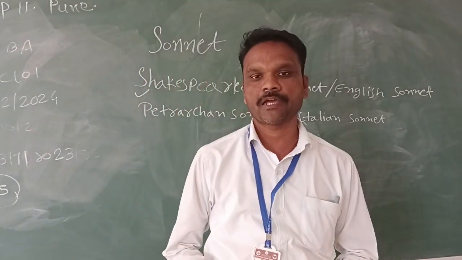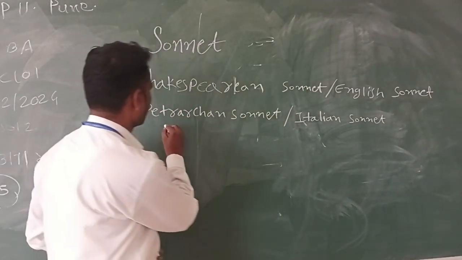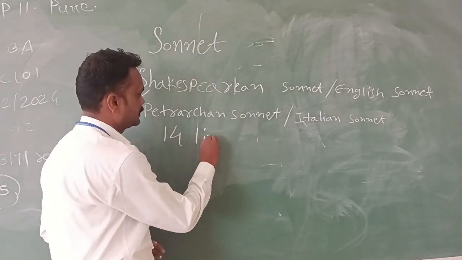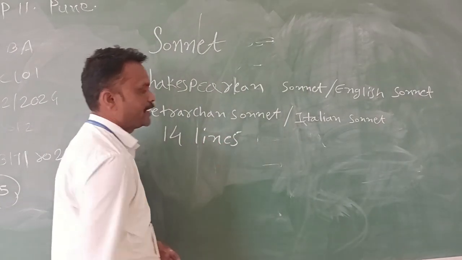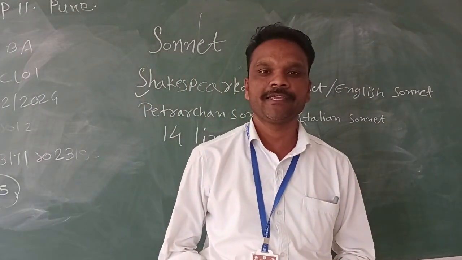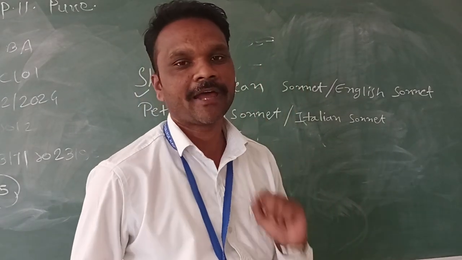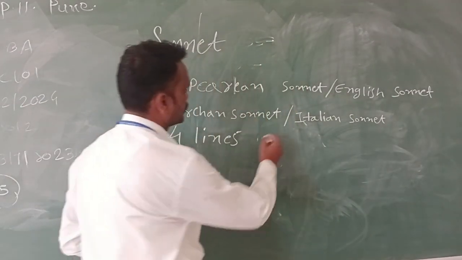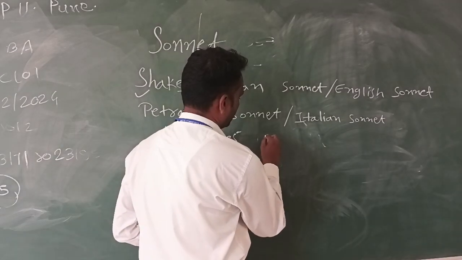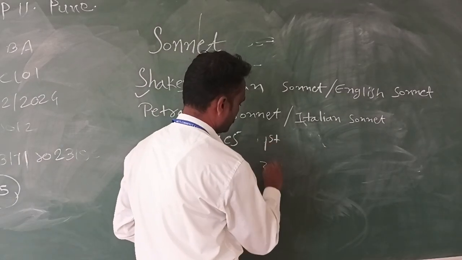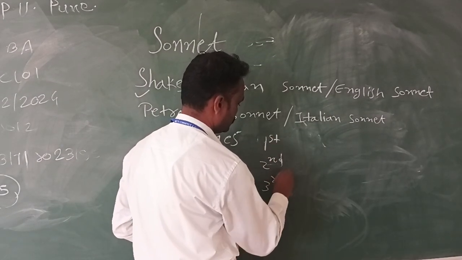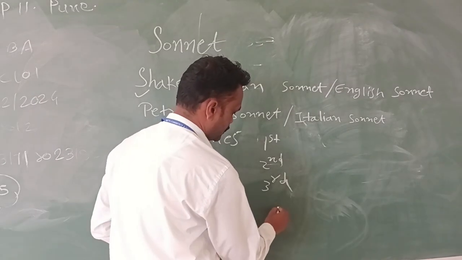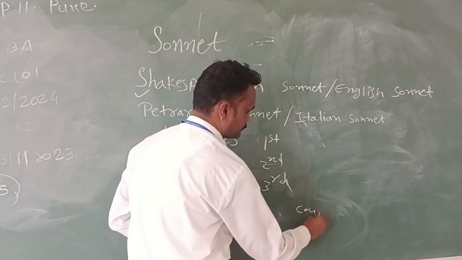The Shakespearean sonnet has 14 lines, and it is divided into 3 stanzas and 1 couplet.